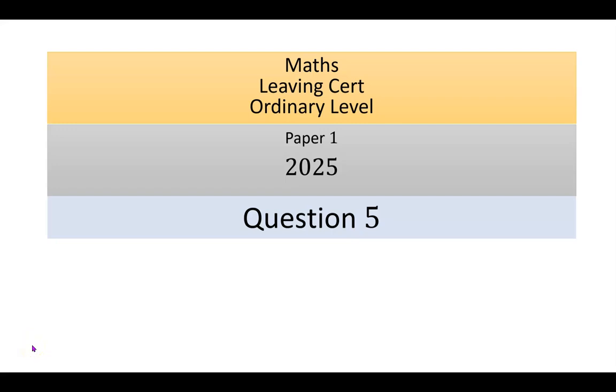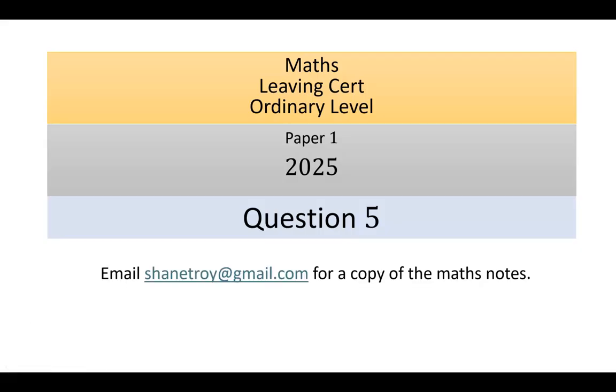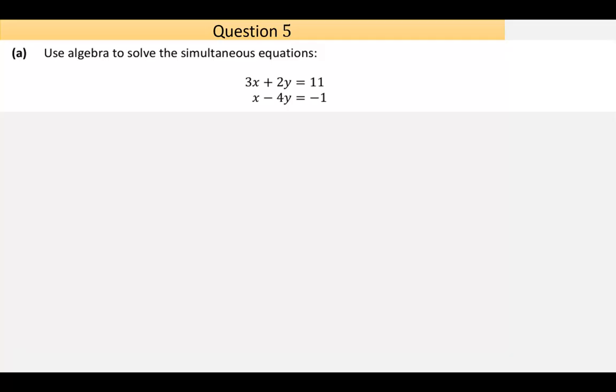Hi, welcome to question 5 of the 2025 Leaving Cert Ordinary Level Paper 1. So we'll get stuck in, and part A here says use algebra to solve the simultaneous equations, and it gives me an equation on top here, 3x + 2y = 11, and then a second equation, x - 4y = -1.